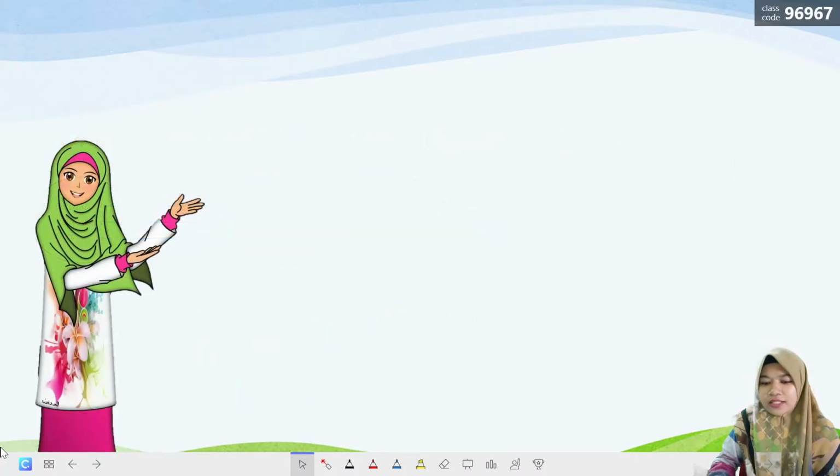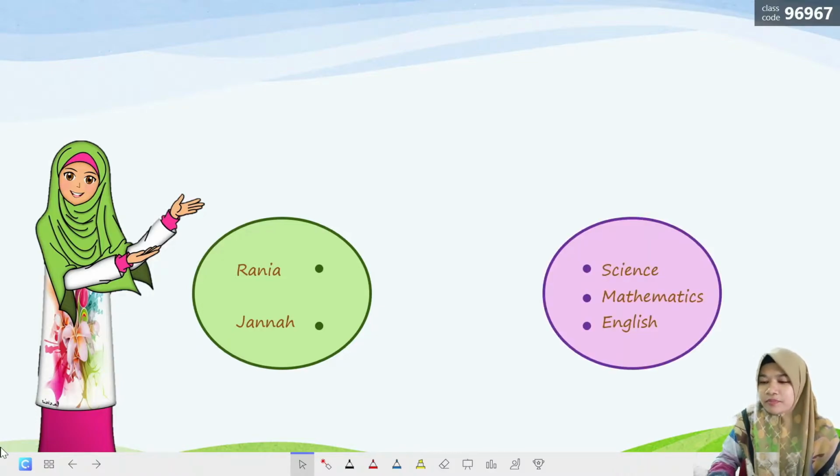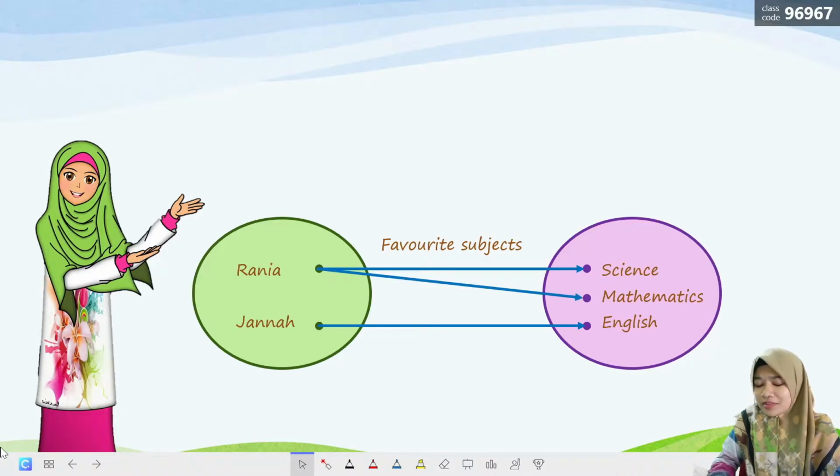Alright, now look at another example. Okay, you have set A: Rania and Jannah. And in set B: science, mathematics, and English. Okay, so the relationship between these two sets is favorite subject. Okay, what is favorite subject of Rania? Rania likes science subject. Okay, Jannah suka English. And for your information, Rania also likes mathematics.